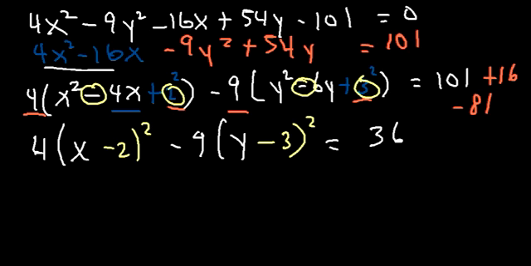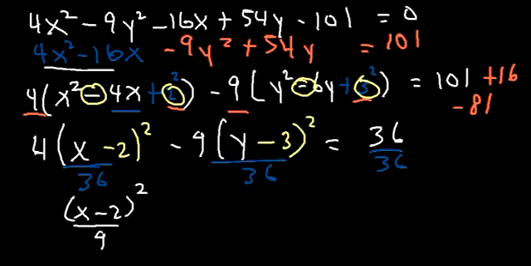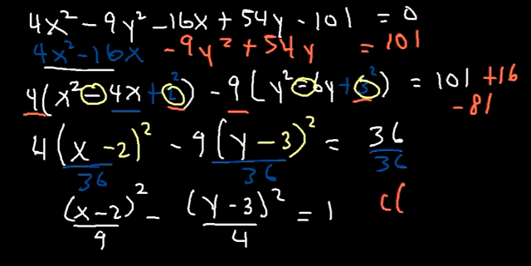Now we need the 36 to be a 1 for a hyperbola. So let's divide every term by 36. So if we divide it backwards, 36 divided by 4 is 9. And 36 divided by 9 is 4. And this we get 1. So the center for the hyperbola, it's (2, 3). Whatever is positive, that's a squared. And therefore this is b squared.